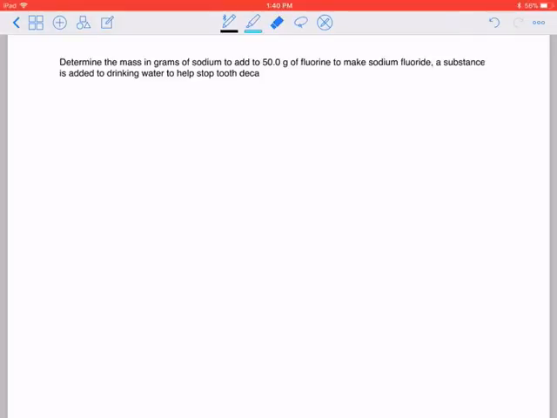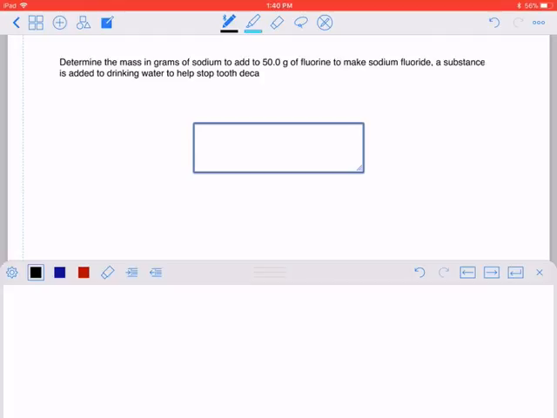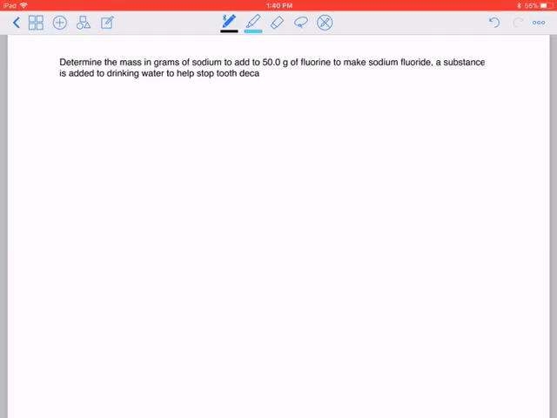So here's another good example of what we're looking to do. And this is probably more like what you're going to be seeing. I want to find the mass in grams of sodium to add to 50 grams of fluorine. Now, that immediately tells me that I need to use a mole ratio because my given compound is not the same as my wanted compound.